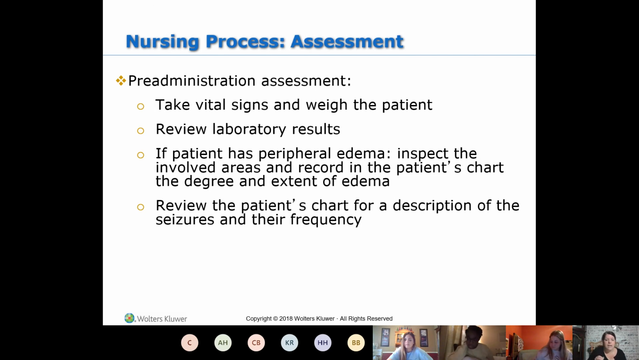Weight is a very big indicator of fluid retention. So if your patient gains 5 pounds in a day, you need to call the doctor. Even though weighing a patient is super easy, if they gain 5 pounds and then another 3 pounds and then another 3 pounds the next day, and it's all water weight, they're in heart failure by the end of the week because their body cannot sustain that amount of fluid. Everybody understands that? Okay.